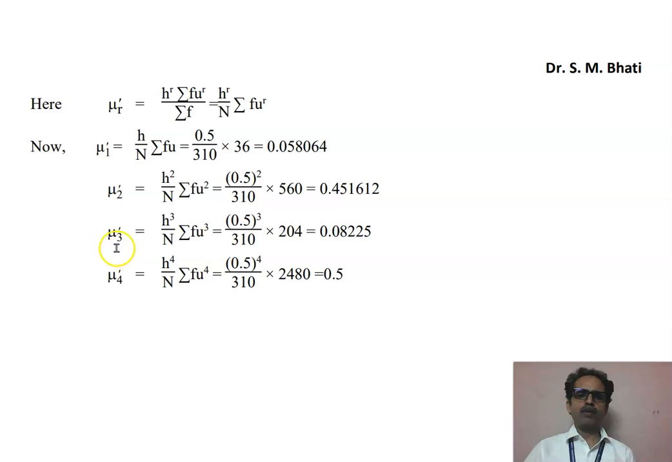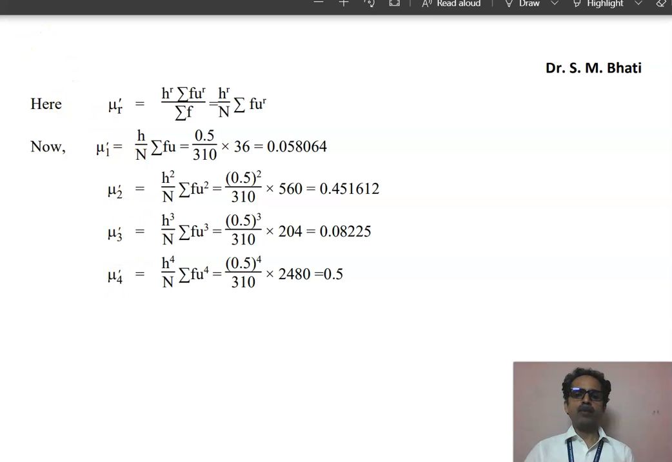Similarly, you can write the formula for mu3 dash. This is the formula for mu3 dash. Put the known values in the right hand side and obtain the value of mu3 dash. Similarly, if you put r as 4, you can write the formula of mu4 dash, and put the known values in the right hand side. Simplify, you will find it is 0.5. So in this way, you obtain the values of mu1 dash, mu2 dash, mu3 dash, mu4 dash. These are the moments about A, that is, moments about 3.5.